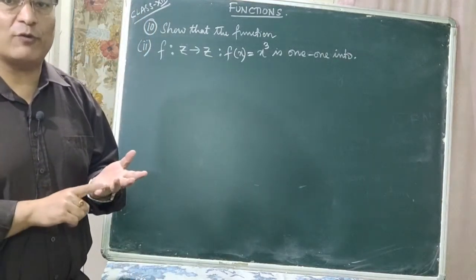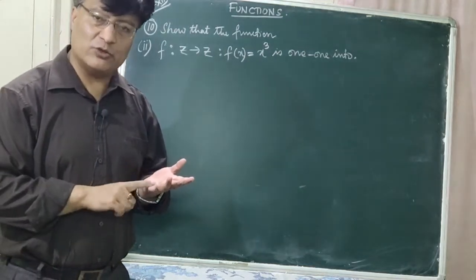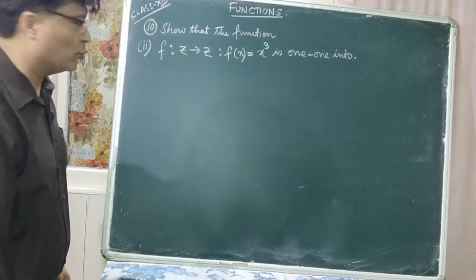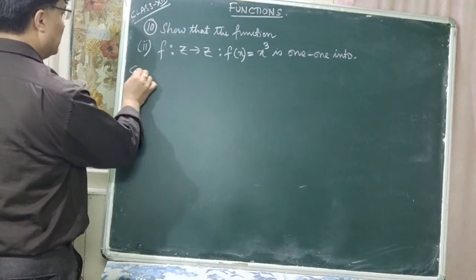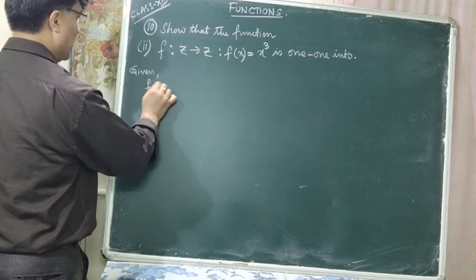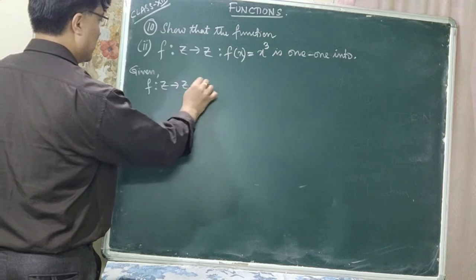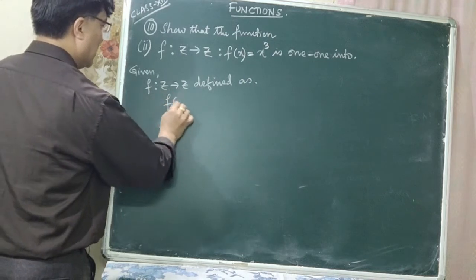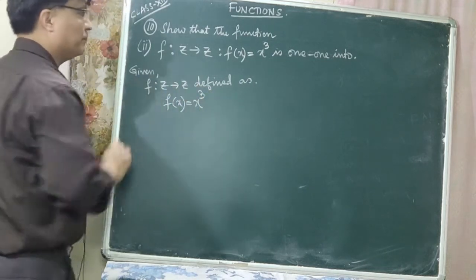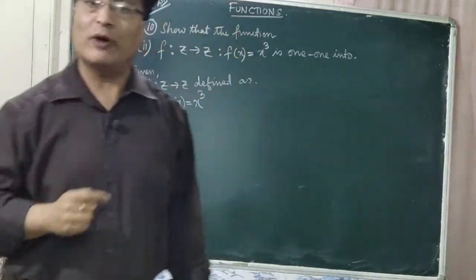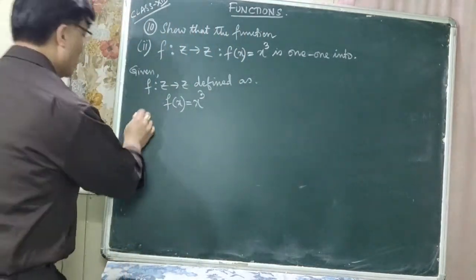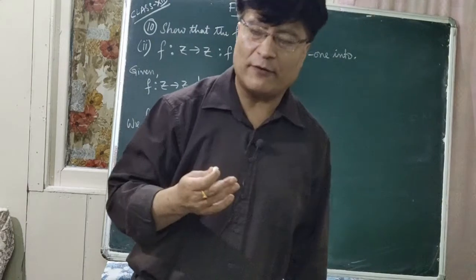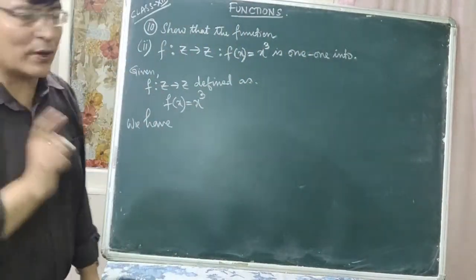Now you know the definition of 1-1 function, many-one function, into function and onto function. Now let us prove that this function is 1-1 into. Okay. Now here given is f from Z to Z defined as f of x is equal to x cube. Now you know the method how to prove 1-1 function, isn't it? So now we have to prove that if f of x1 is equal to f of x2, then it should imply x1 is equal to x2 for 1-1 function.